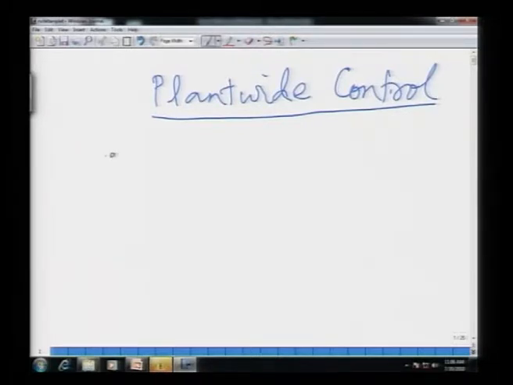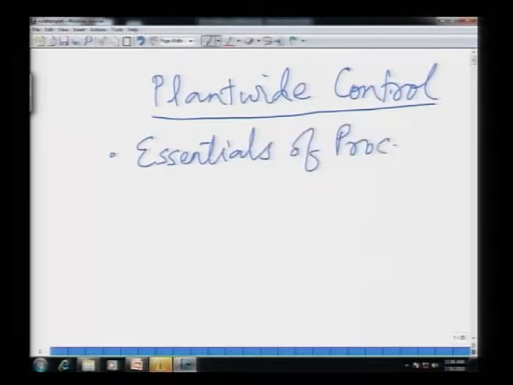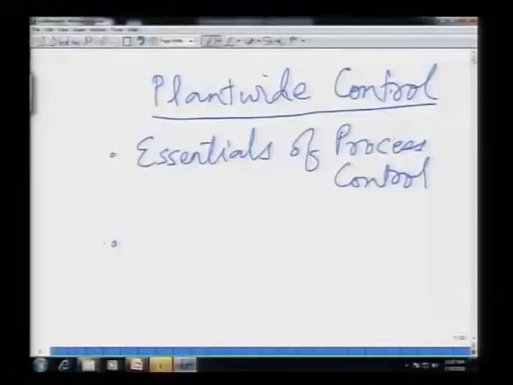These essential things I would categorize into two items. Item number one, essentials of process control. And what I mean here is the most basic things in process control that you need to know as an operator or as an engineer, and also what you need to know is degrees of freedom of a process.